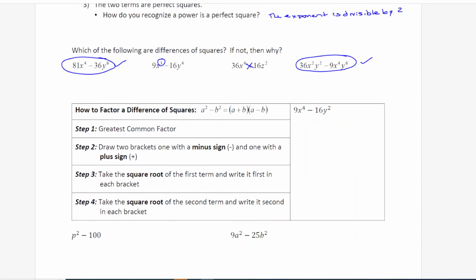Well, it's a pretty easy process. Step number 1, always greatest common factor first. Isn't one. Move on to step 2. Step 2 is to draw your brackets, just like your perfect square trinomials, except for this one, instead of 1 squared, you just draw 2.